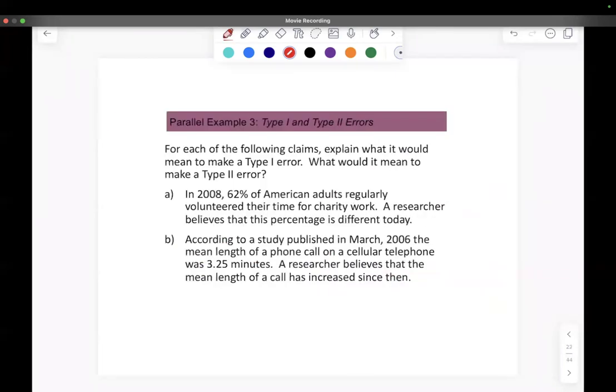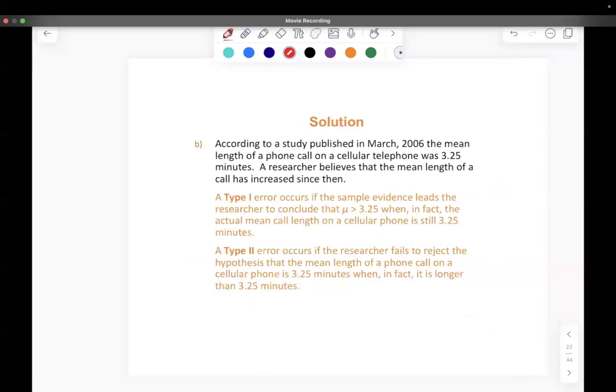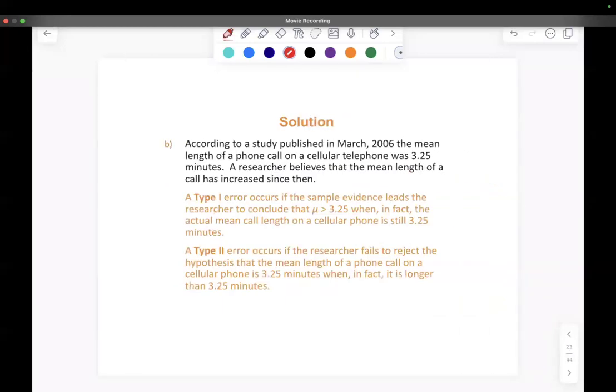I think I have another one. Actually, I think I have both of them. So this is the cell phone calls. They think that it has increased since then. So let's look at type 1 error. If I say that my evidence shows that the mean is greater than 3.25, but in fact the average length of a phone call is still 3.25, that's a type 1 error. I rejected the null hypothesis when I shouldn't have.